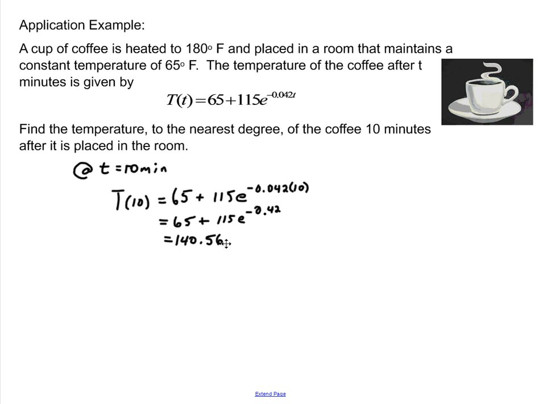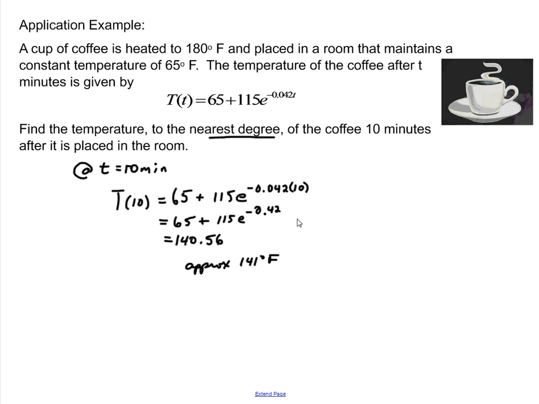Approximately 140.56. Now, did we answer the question? Well, not quite yet. It says find the temperature to the nearest degree of the coffee after 10 minutes. So we're going to say that at 10 minutes, we would say approximately 141 degrees Fahrenheit. Now, does it keep on decreasing at a constant temperature? No. We could see what's going to happen here, and we can keep on going. Eventually, like our other model, what would happen over time is that that cup of coffee's temperature will approach the room temperature of 65 degrees Fahrenheit.